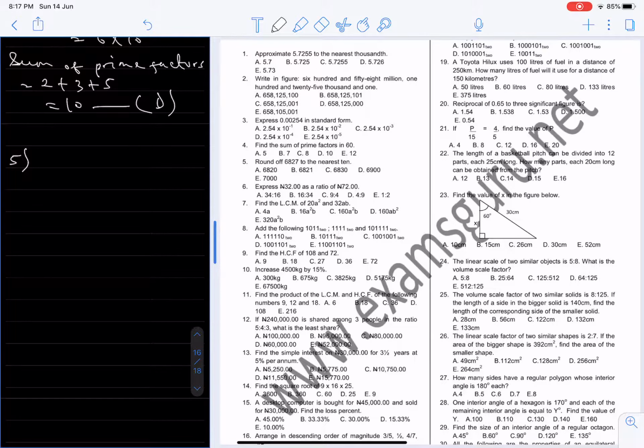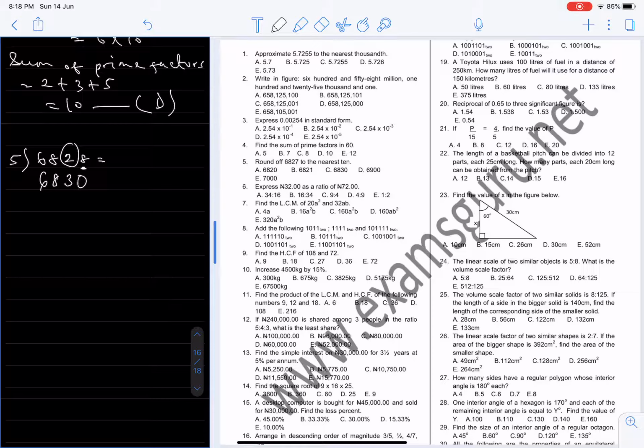Number 5, round off 6828 to the nearest 10. The same technique is what we use here. The digit in the tens place is 2. So we check the digit after it. If it's 5 or more, we add 1 to the digit in tens place and replace everything after that digit with zeros. So here the digit after the tens place is 8, so it's more than 5. So I'm going to add 1 to this 2 to make it 3. This 8 remains what it is, and this 6 remains what it is. So after the place value that I want, which is 3, every other thing becomes 0.